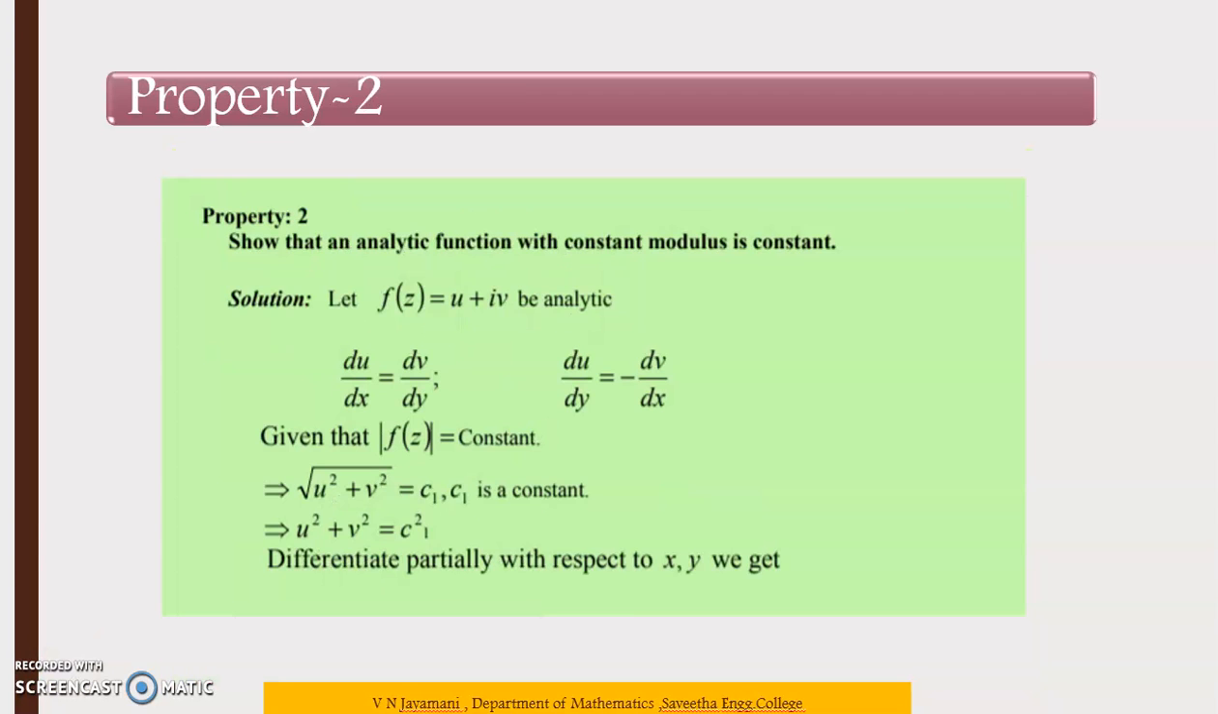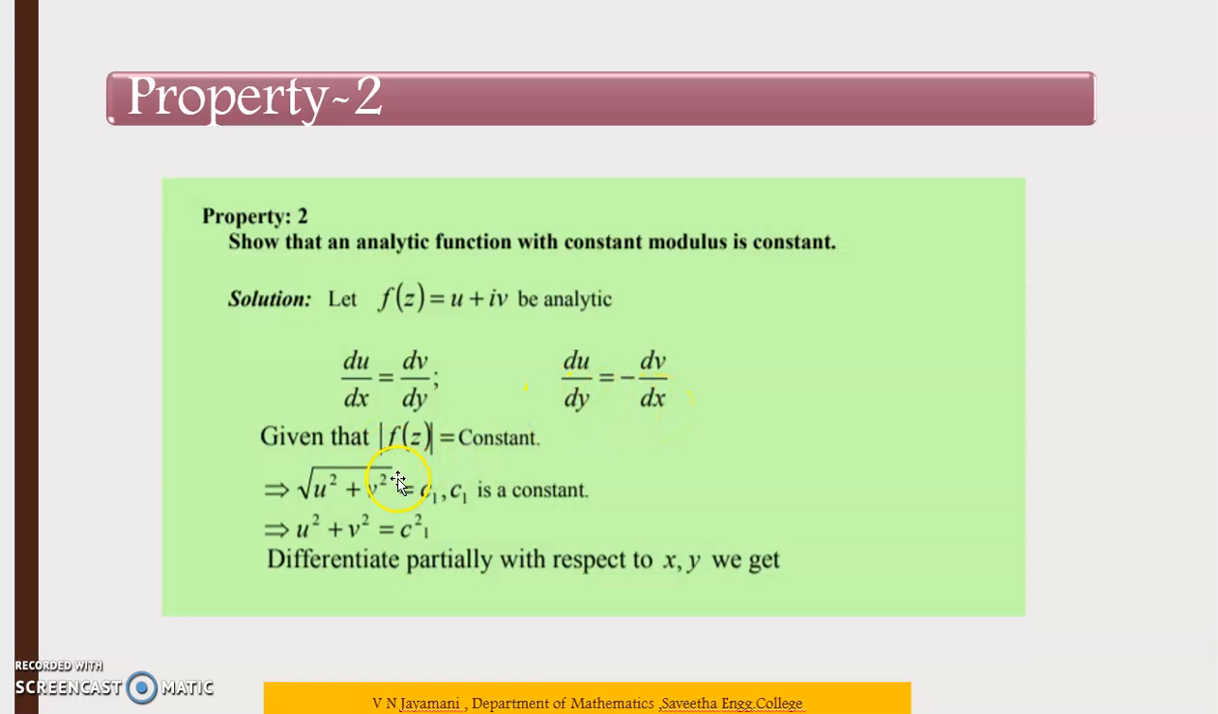Next property: show that an analytic function with constant modulus is constant. In the previous one we saw that constant real part is constant, and now we are going to see that constant modulus is constant. Here f of z is analytic, as given, and f of z equal to u plus iv, so it must satisfy the CR equations: Ux equal to Vy and Uy equal to minus Vx.